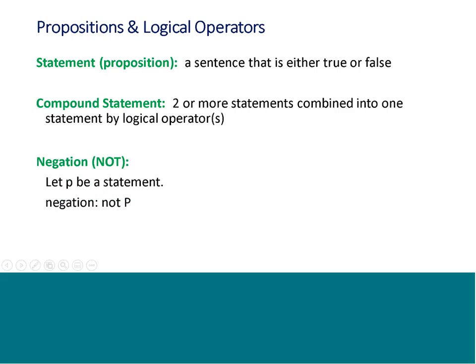In words, the negation of statement P would be not P. And in terms of symbols, there are actually two common symbols that you'll see: either the little tilde symbol before a P, or the logical not symbol that looks kind of like a hook right there.